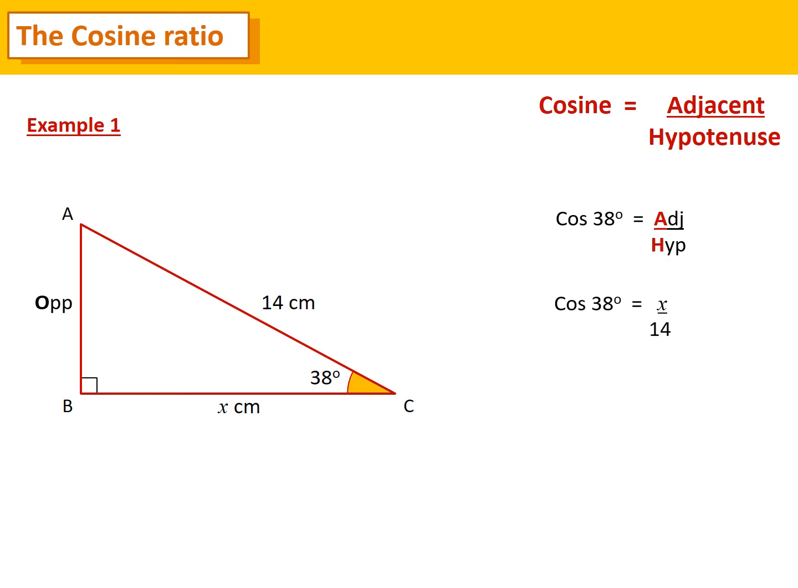So we end up with cosine 38 degrees equals x divided by 14. If we multiply both sides by 14, we are left with x. Type that into our calculators to give us 11.032, and we round off to one decimal place.